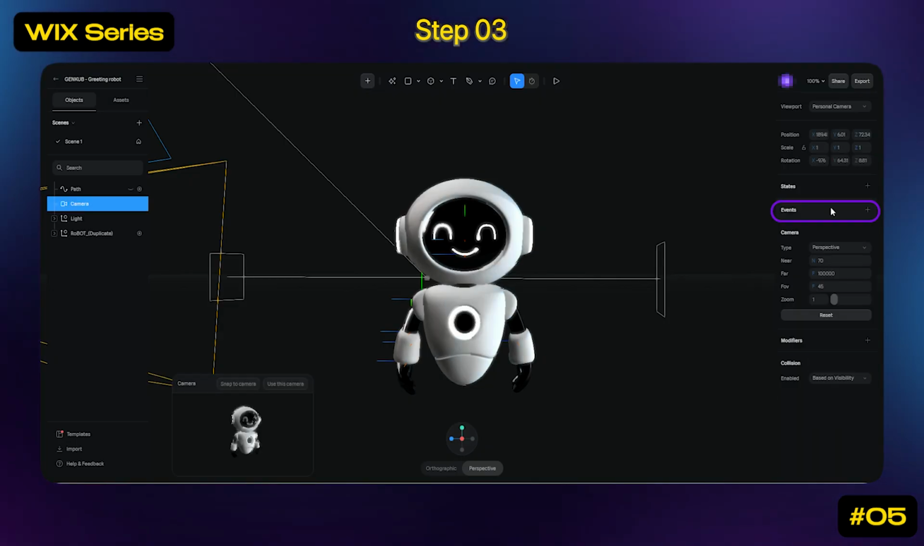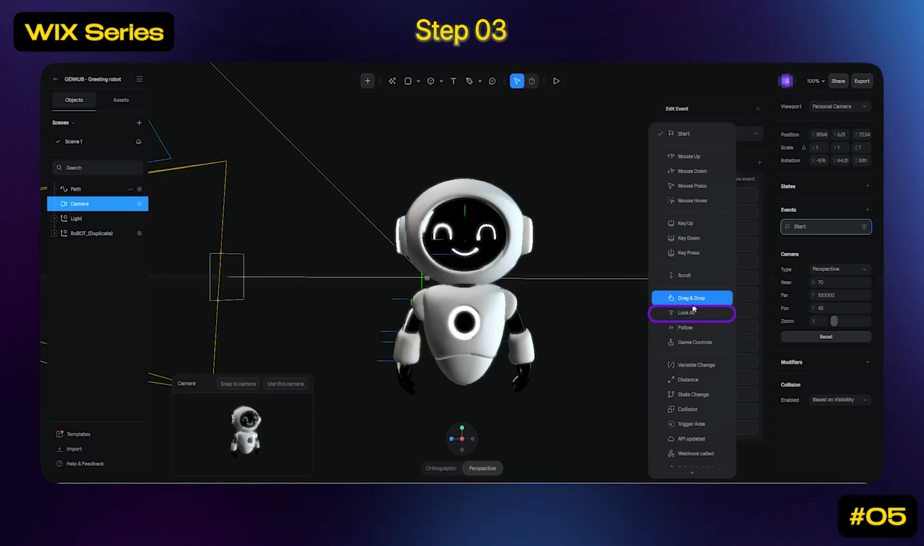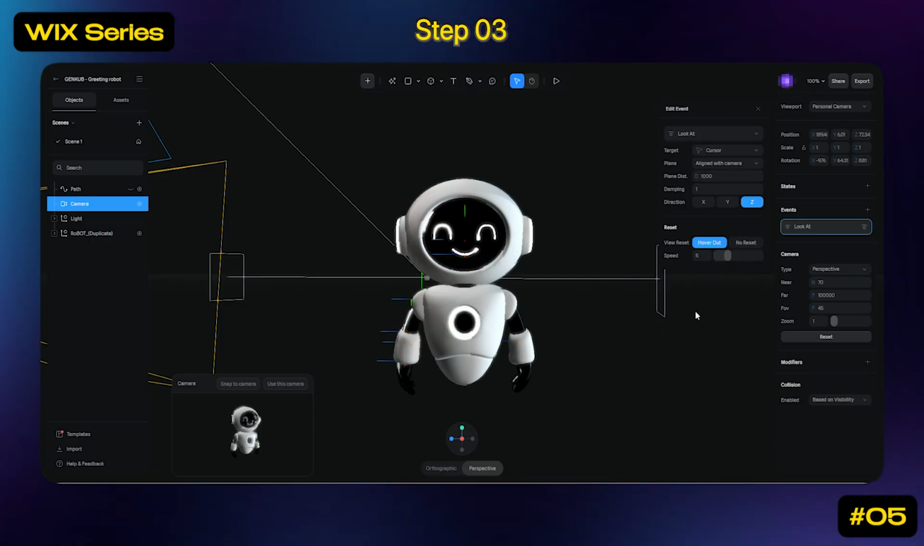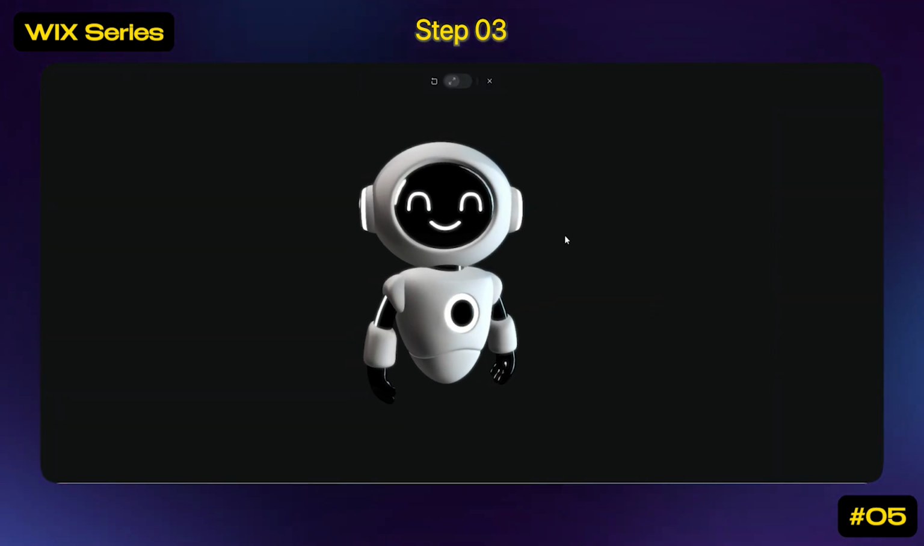Step 3. Add interactivity. Click Events, delete the default start event, and add a look at event instead. This makes your 3D model respond when someone moves their mouse around. Now click Preview to test it. You can see it move and follow your cursor.